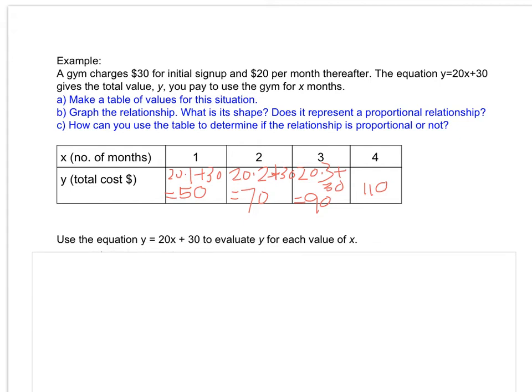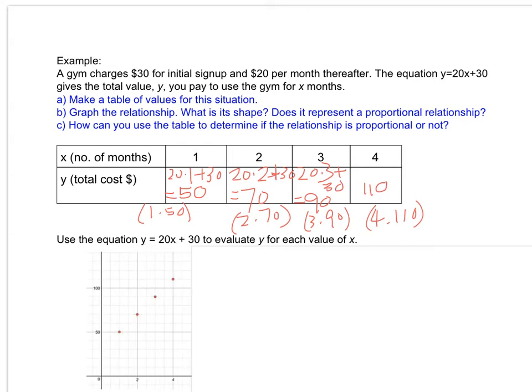All right. So next one is to graph the relationship. How do we graph the relationship? Now that we have a table, we can just use these points. This is this point here, x is 1, y is 50. So I'm going to use this pair. This is like 1, 50. And this point here is 2, 70. And then this is 3, 90. And lastly is 4, 110. I have 4 ordered pairs. So I can use these ordered pairs to graph the situation.